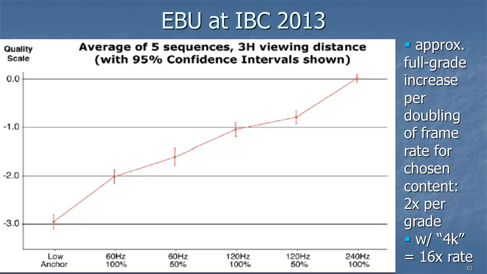Now, I should point out that these interim points here, they have 60 hertz at 50% and 120 hertz at 50%. That's using a 50% shutter. Now, normally when you do a 50% shutter, you see motion judder. So you see picture, picture, picture instead of seeing some nice smooth motion. But what the EBU found was that at frame rates above 100, the motion judder starts to go away. So you can get an improvement by using a shutter in addition to the improvement by using frame rate.